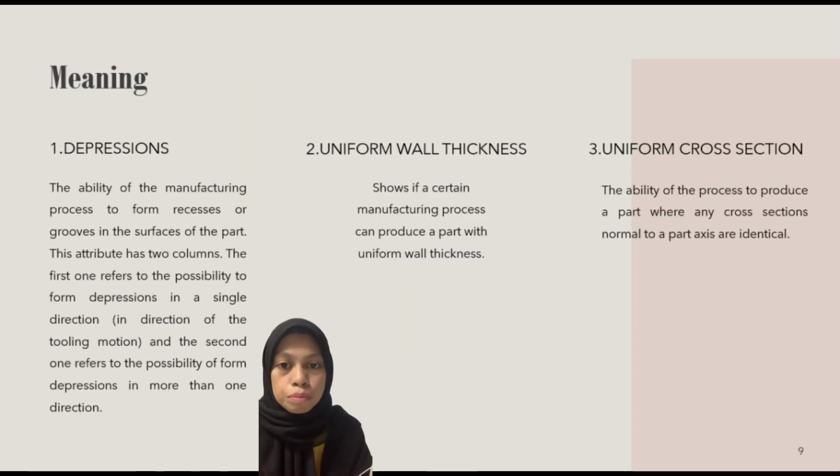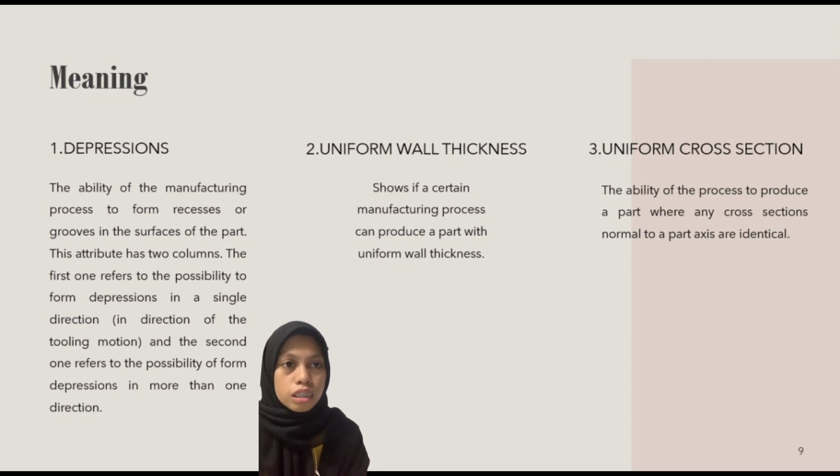So this is the meaning of shape attribute. First is depression, the ability of the manufacturing process to form a recess or groove in the surface of the part. This attribute has two columns. The first one is the possibility to form depression in a single direction, and the second refers to the possibility of forming depression in more than one direction.